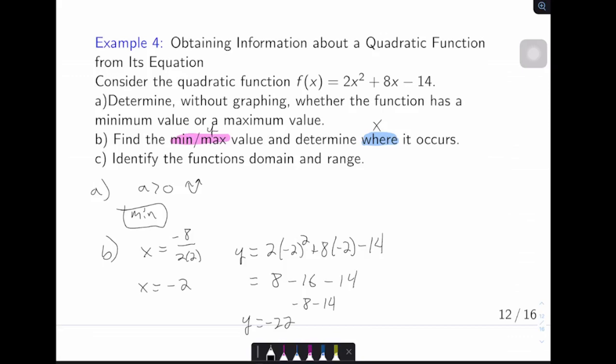Identify the function's domain and range. Okay, so C is going to be kind of the easy part. It's a parabola. The domain is negative infinity, comma, infinity. That's the domain. The range, well, we know we have a minimum value. So that means our y is going to be our minimum. So we're going to get for our range, I know I should have done the other one the other way, it's going to be a negative 22. Since it's a minimum, it's going to go up forever. And I should make that a square bracket, not a parenthesis.